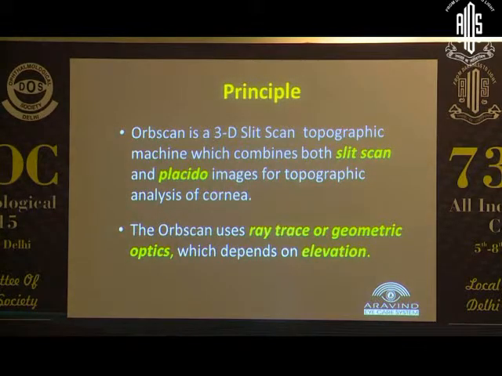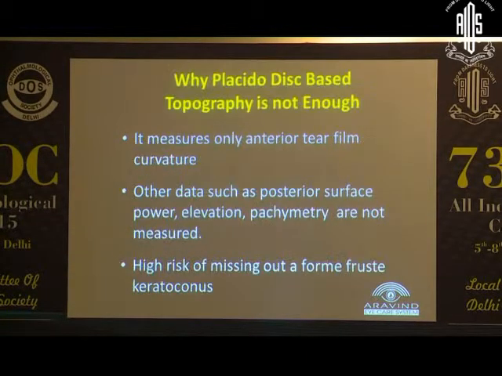The principle of OBSCAN is a 3D slit scan topographic machine which combines both slit lamp scan and Placido disk images for topographic analysis of the cornea. The OBSCAN uses ray tracing or geometric optics, which depends on the elevations.